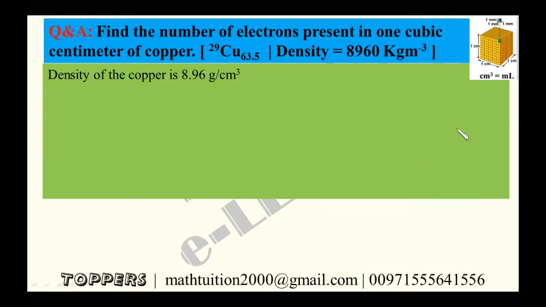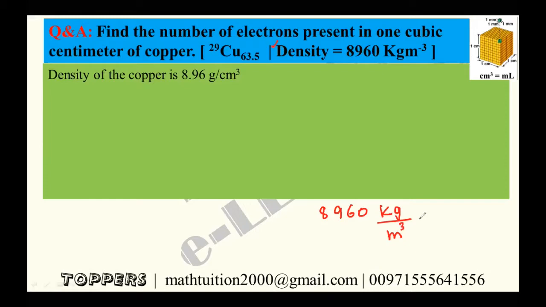See, the density of copper is 8.96 gram per centimeter cube. Actually, density is given in kilogram per meter cube. When we change into gram per centimeter cube, it will be equal to 8.96 gram per centimeter cube, because they have given a cubic centimeter of copper, right? 1 centimeter length, 1 centimeter breadth, and 1 centimeter height. If you are using this density, then we have to change this into meter cube. 8960 kilogram per meter cube, right?